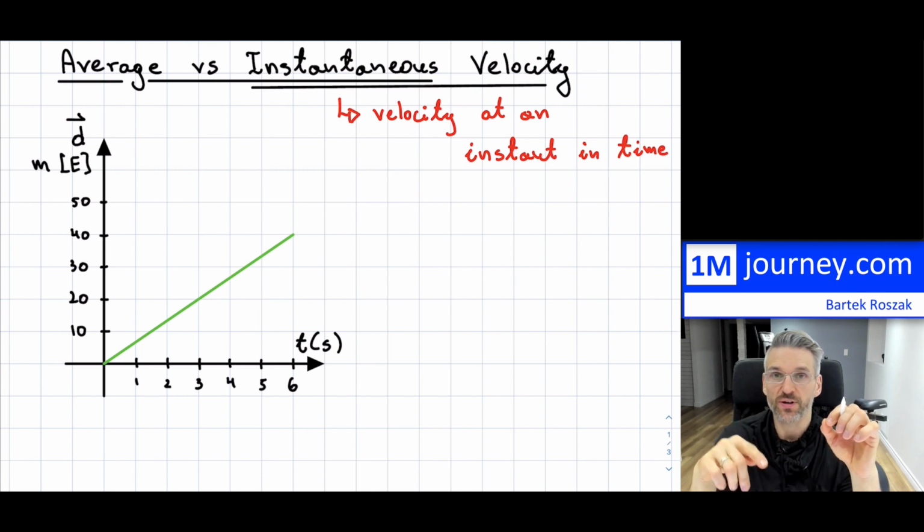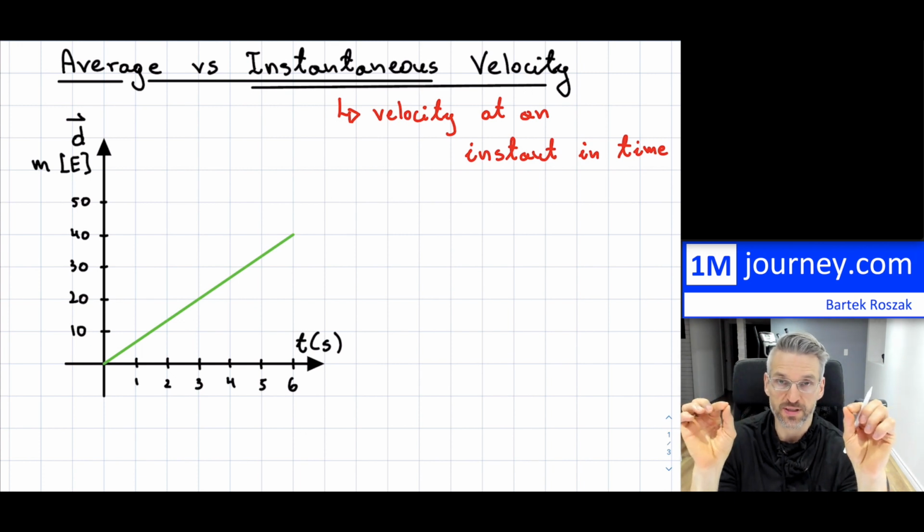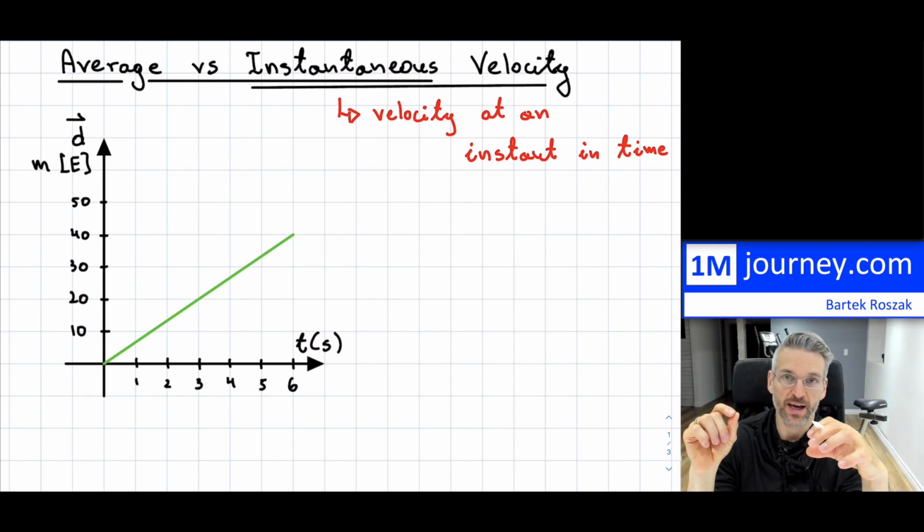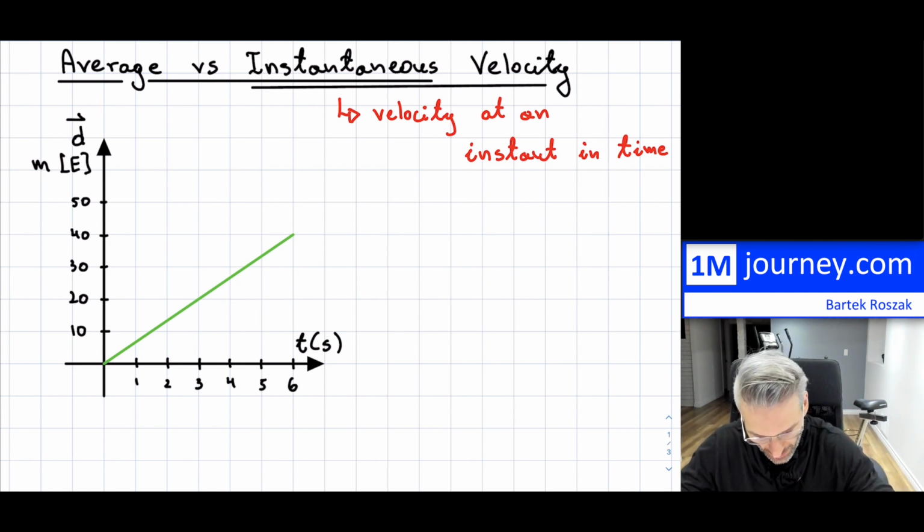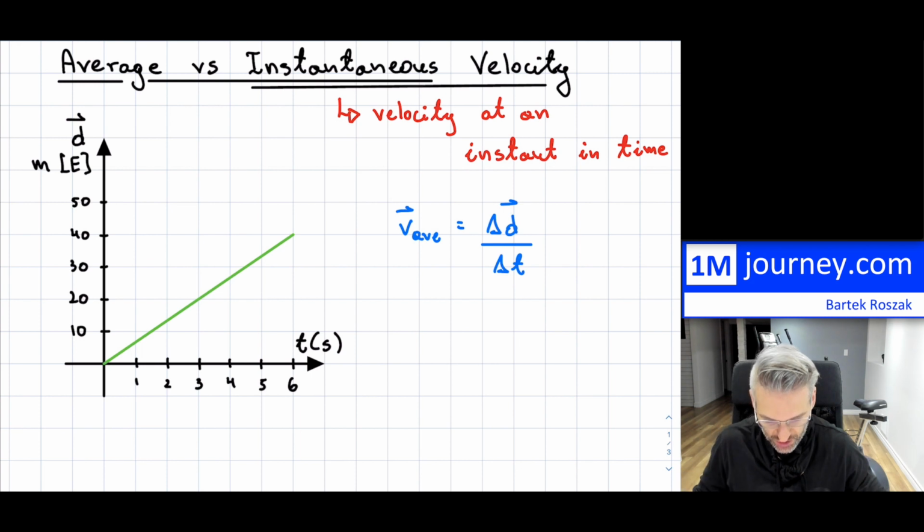That is a little bit different than your average velocity, which is between 2 points in time, some initial time and some final time. How much total displacement did you cover? And then you divide that by your change in time. So your average velocity is your change in displacement divided by the change in time. And that we can calculate easily from a graph.